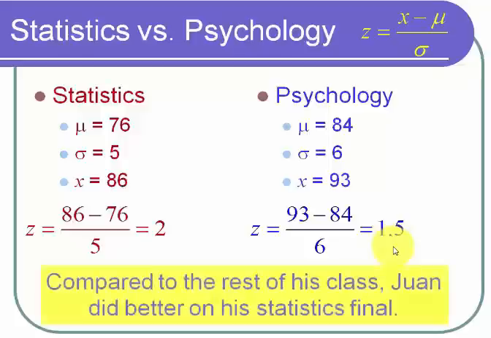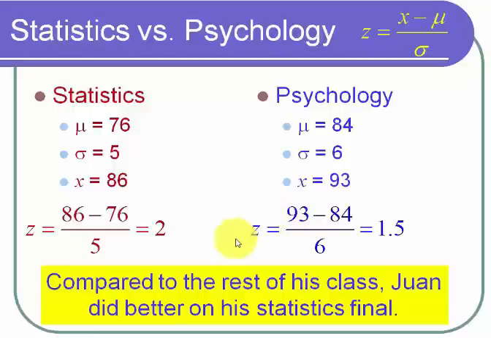So we can conclude that compared to the rest of his class, Juan did better on his statistics final than he did on the psychology final. So for example, if they graded on a curve, Juan's grade would be higher in statistics than in psychology, even though his score on the statistics final was lower than the score on the psychology final. So that's how we can use z-scores.